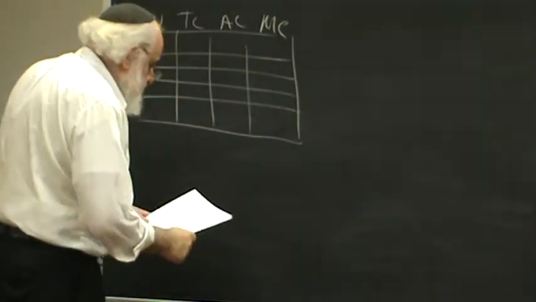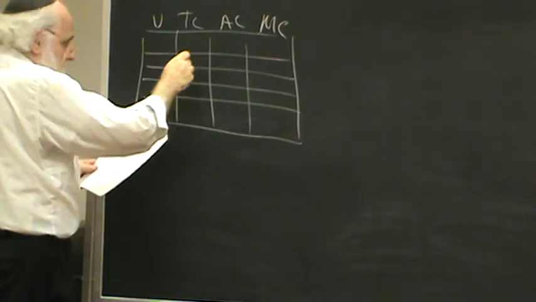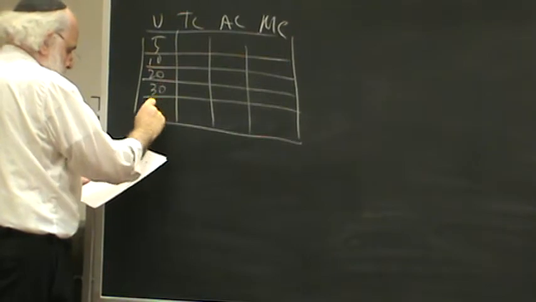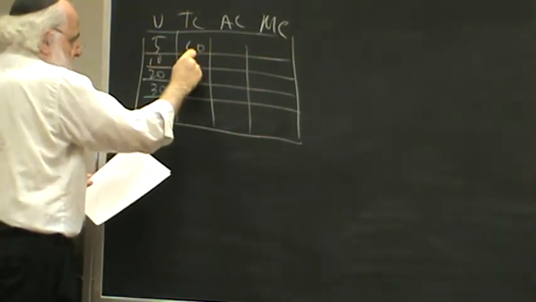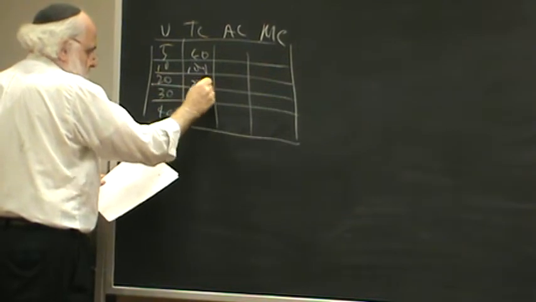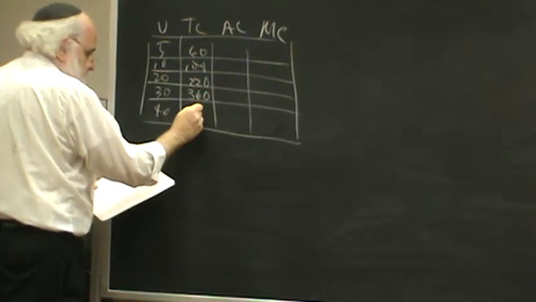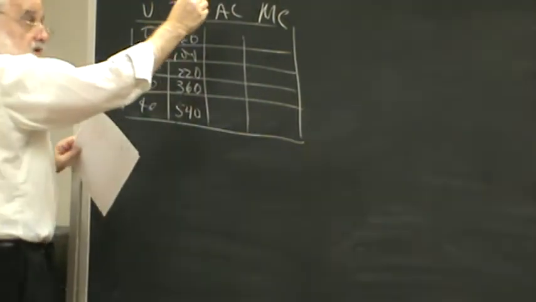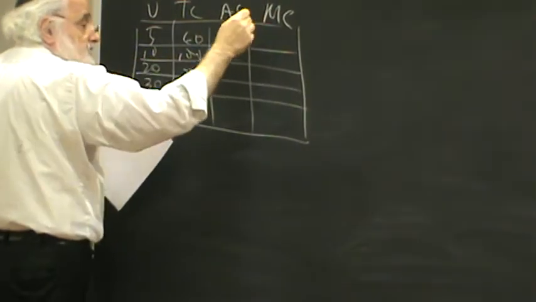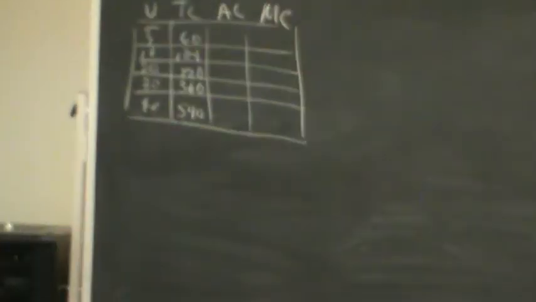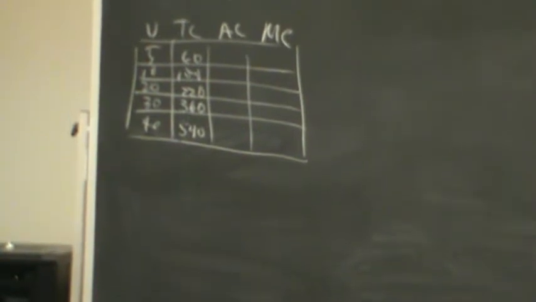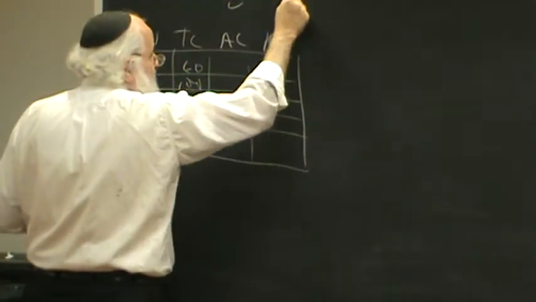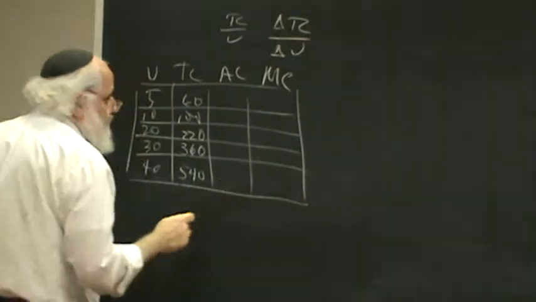All right, so this is total cost, average cost, marginal cost. Units: 5, 10, 20, 30, 40. Total cost: 60, 100, 220, 360, 540. The average cost is total cost divided by units. Marginal cost means the extra cost of the extra unit, which is change in total cost over change in units. So let us calculate.